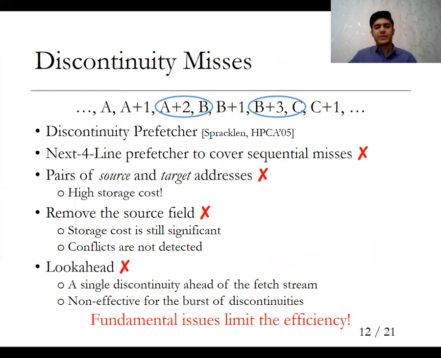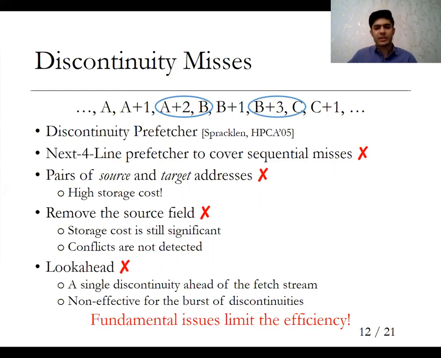Covering the sequential misses, the remaining misses are discontinuities that a sequential prefetcher intrinsically cannot cover. For example, in this sequence, the control flow of the program is changed from block A plus 2 to B and from B plus 3 to C. Discontinuity prefetcher is a simple technique to cover such misses.